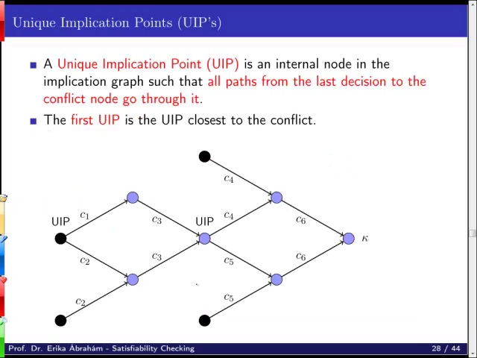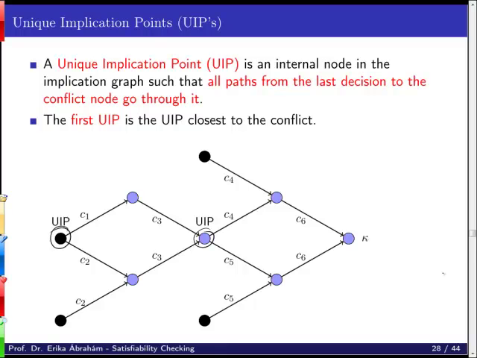Okay, and the fact of being an asserting clause, as we said, means that there is only 1 literal at the last decision level. And this means especially that all paths from the last decision to the conflict go through this node. This is a definition of the unique implication point. So you see here, this one in the middle is a UIP, unique implication point, because all paths from the last decision, never mind if I go this way or this way, everything goes from the last decision to the conflict through this point.